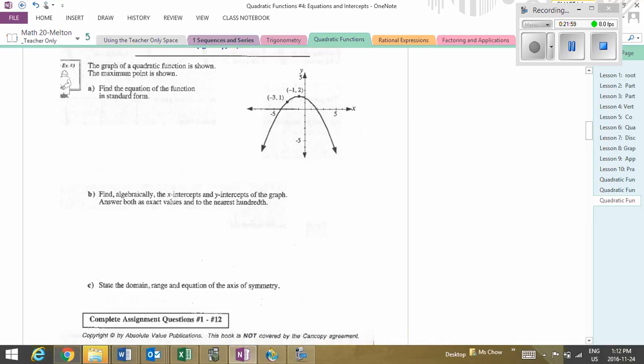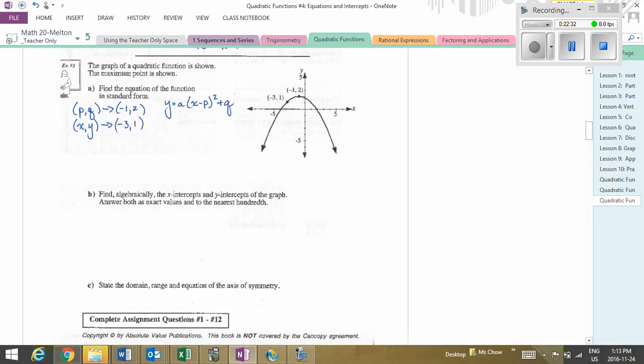And so we know then that (p, q) is going to be (-1, 2), and they've also given to us a point, (-3, 1). So that is our x and y. That will allow us to find our a value. So we've got -3 and 1. So my standard form is my vertex form, and that is written as y equals a times (x minus p) all squared plus q.